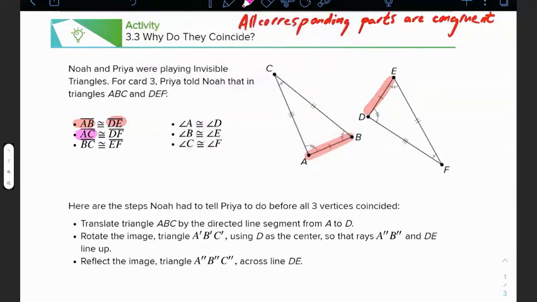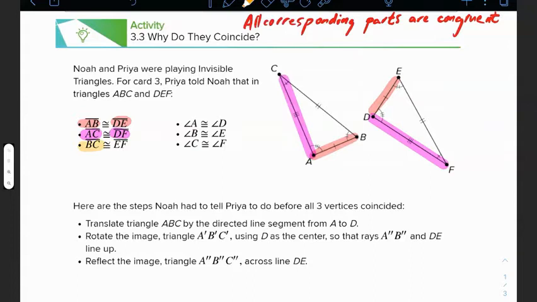Line segment AC is congruent to DF. So those two sides are congruent. And then what else does he say? BC is congruent to EF. So all three of the sides are congruent to one another. And then angle A is congruent to angle D. That makes sense. You can even tell angle A is surrounded by these two sides, as is angle D, even though it's a different orientation.